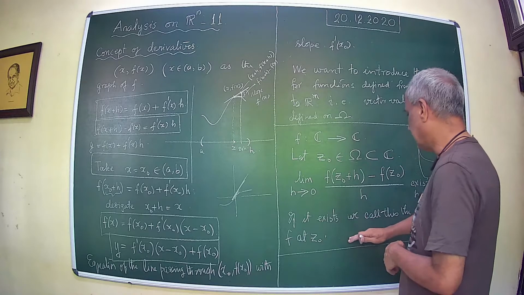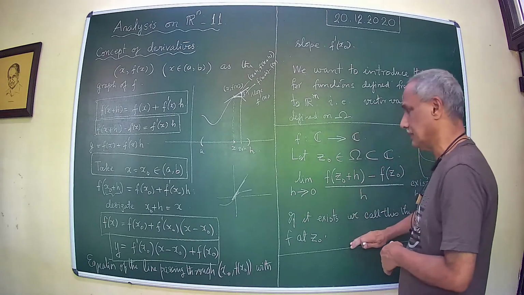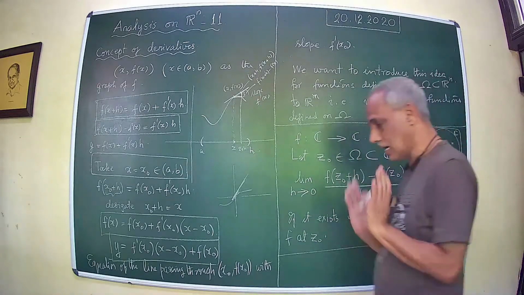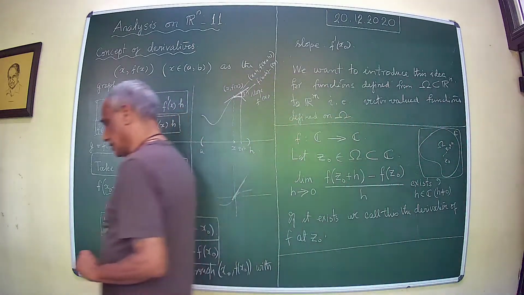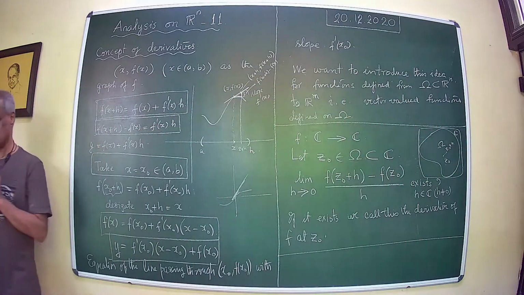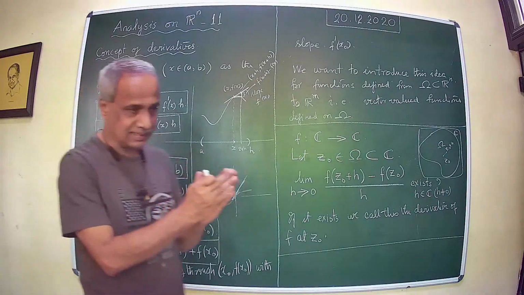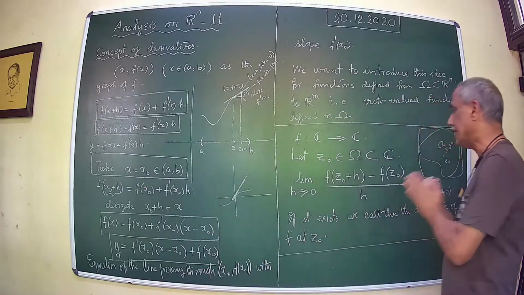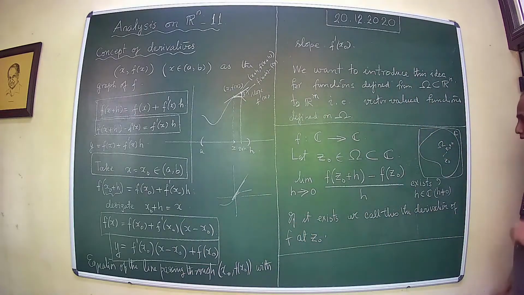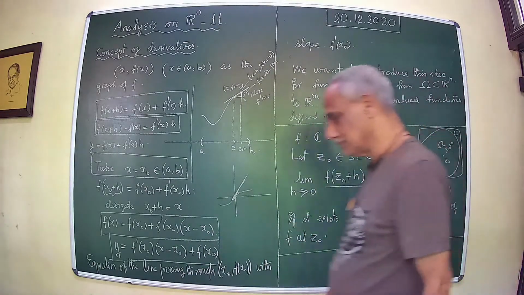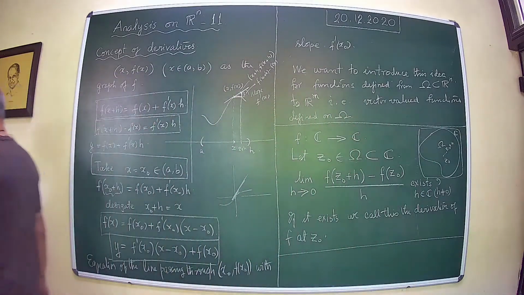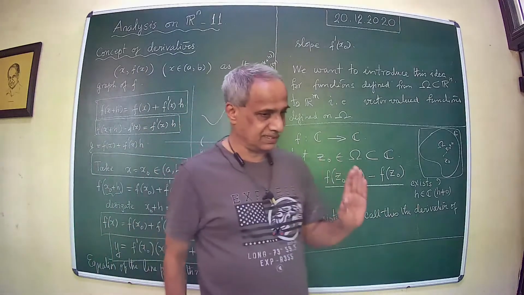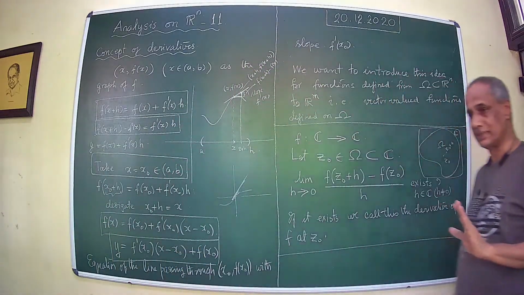Now you see that the helping factor in the first case as well as in this complex case are the following. In both the cases, in the first case R is a field. In the second case, C is a field, and therefore you can push this across. Okay, so that's the advantage, and because it's a field, 1 by h makes sense, otherwise it doesn't make sense.